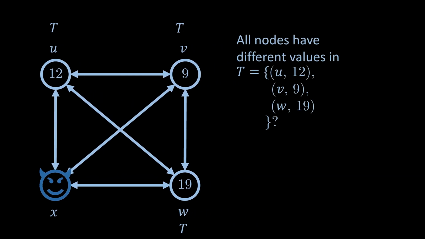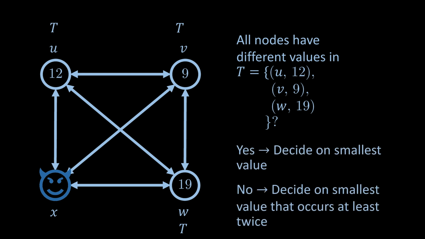Do all nodes have different values in T? If this is the case, decide on the smallest value in T. If this is not the case, decide on the smallest value that occurs at least twice. Let's consider what happens in our example. All values in set T are different, so all correct nodes decide on value 9, the smallest value in the set. Okay, agreement was reached in this example, but why does this protocol always guarantee agreement?